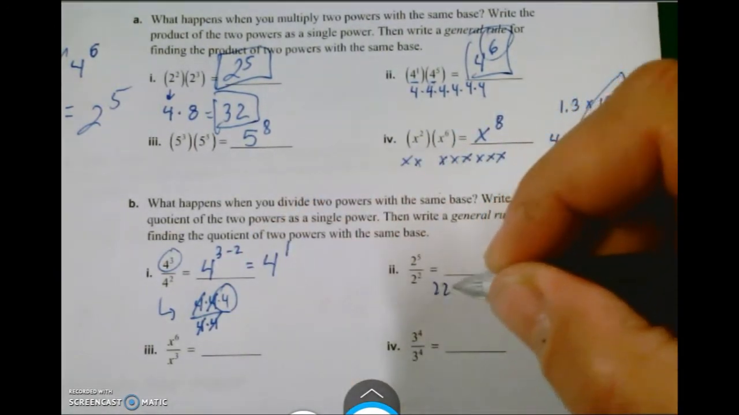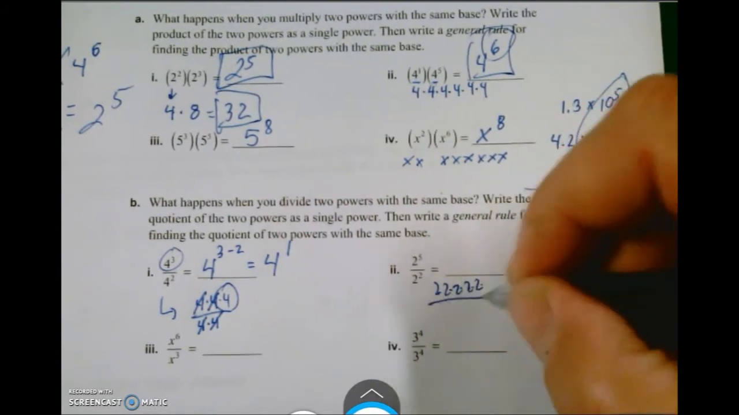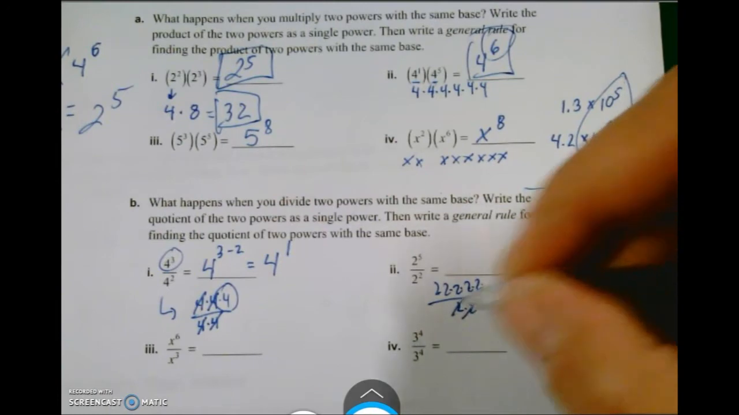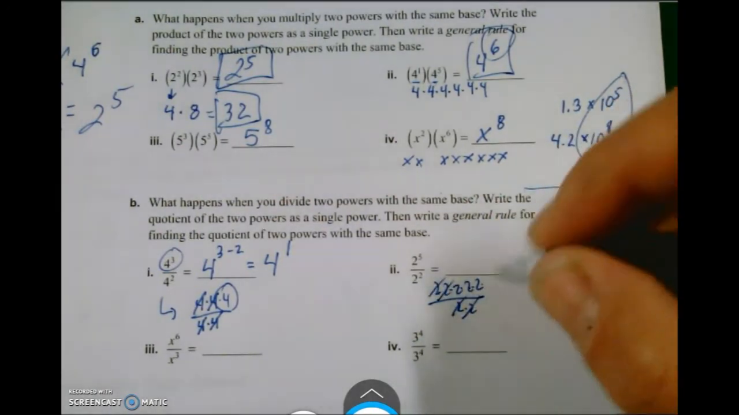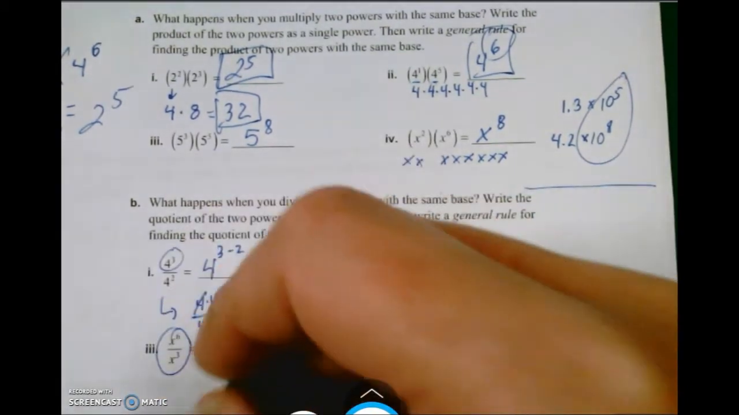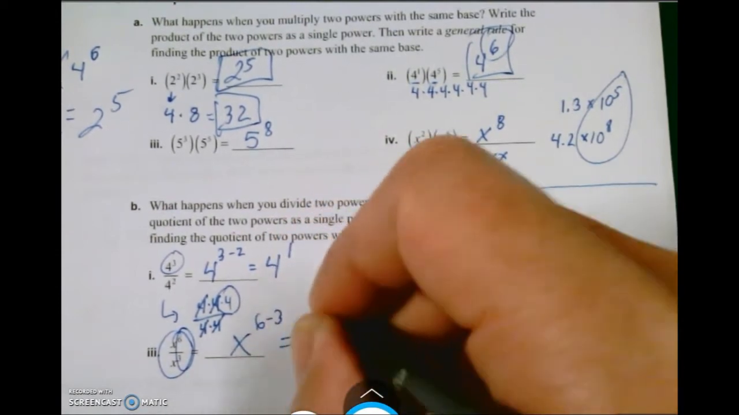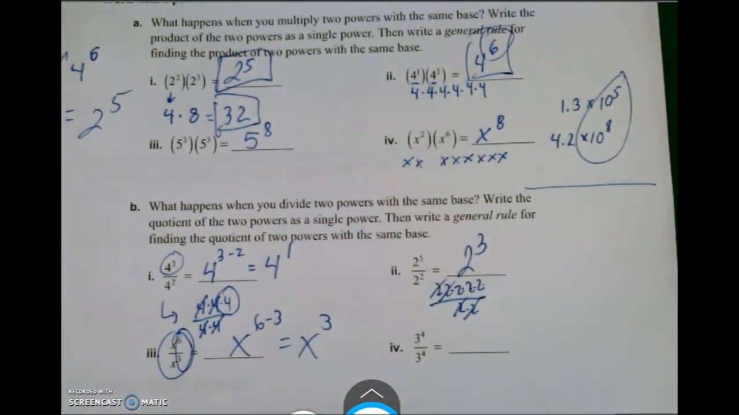All right? So 2 to the 5 over 2 to the 2, well, again, the rule says subtraction, but why? 2, 2, 2, 2, 2, they're all multiplied. That's why this works, it's all multiplication. And 2, 2 on the bottom. Those cancel, and you're left with 2 to the 3. All right, same rule works with the x's. I'm not going to write them all out. It's subtraction. x to the 6 minus 3, or just x to the 3.